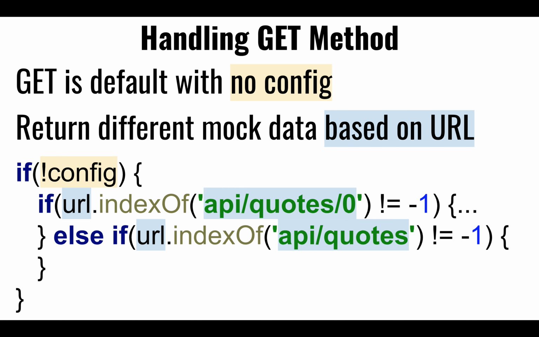For the get, if it's a get, there's no config, and now we can look at the URL. Depending on the URL, we might respond with different values. If the URL has the pattern of API quotes followed by some value, then that means you want a single quote object. Or if you have quotes with no ID at the end, then you mean that you want all the quotes.